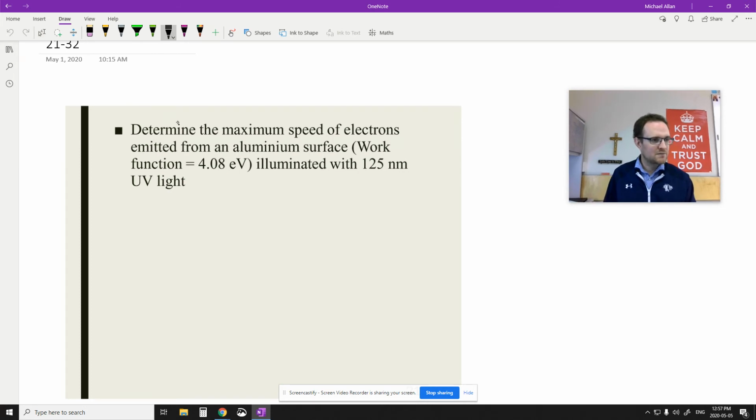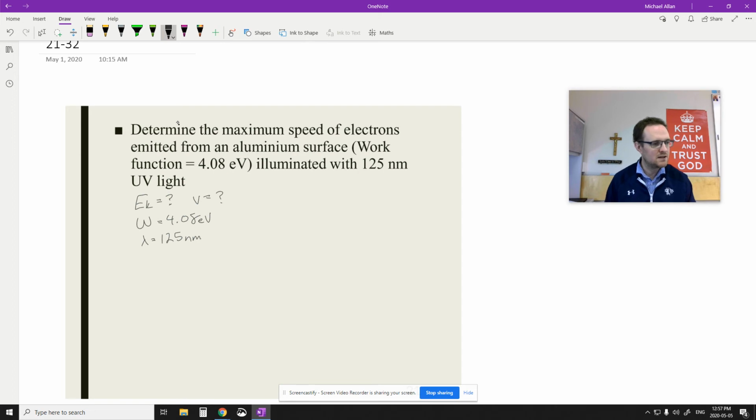So let's determine the maximum speed. To find the maximum speed, I'm going to have to determine the kinetic energy so I can find the speed. That should be a lowercase v. So we've got the work function, that's W, 4.08 electron volts. We have the wavelength of 125 nanometers, so that's definitely outside the visible spectrum. They tell us it's UV already. I need to find this EK so I can find the speed.